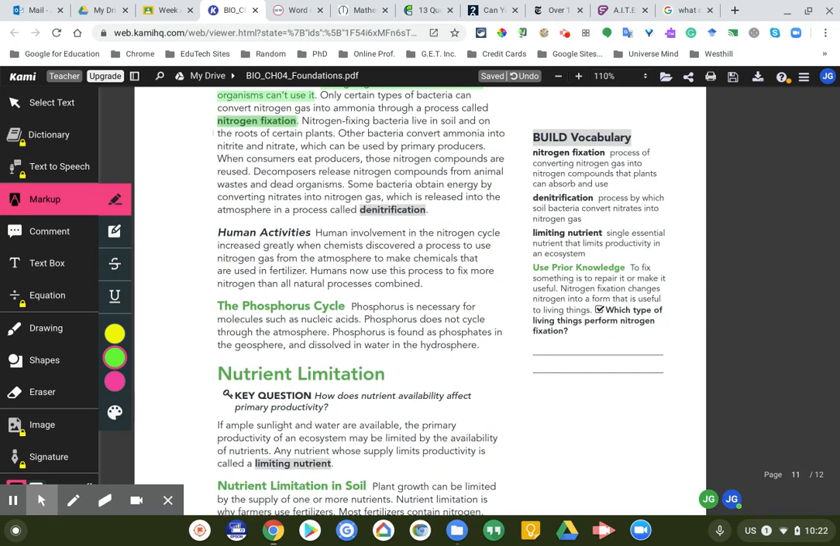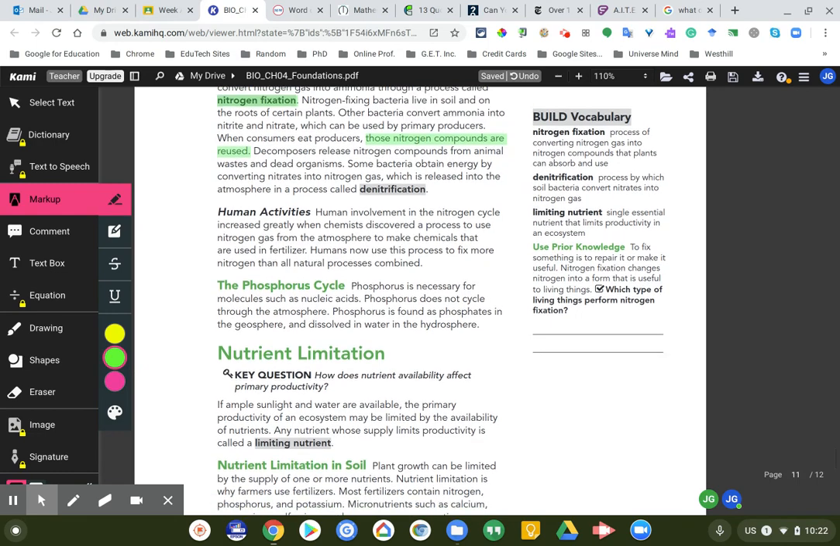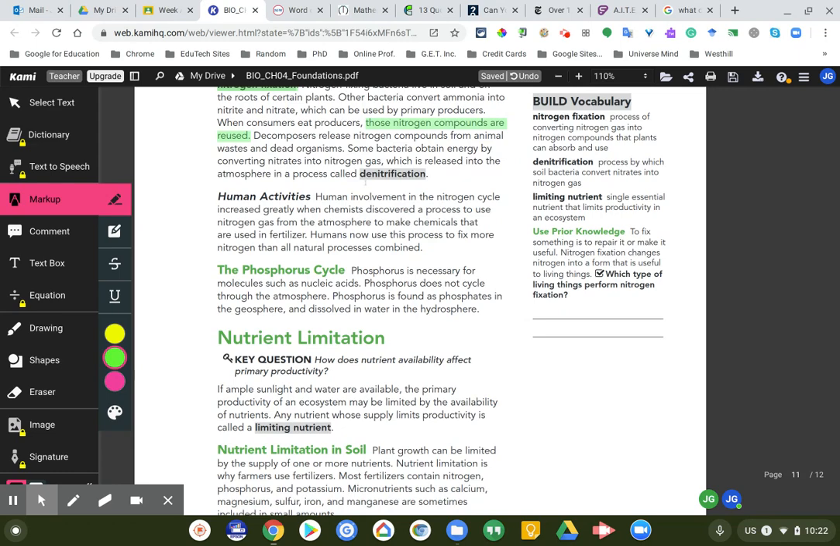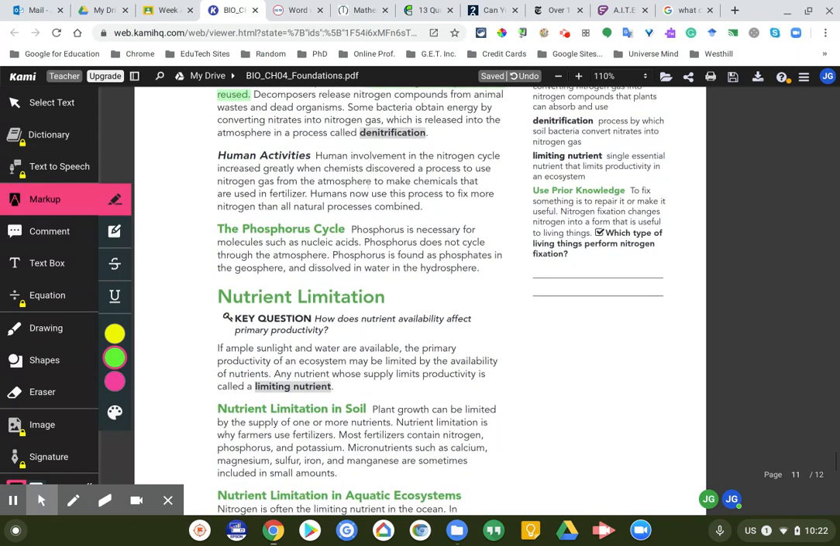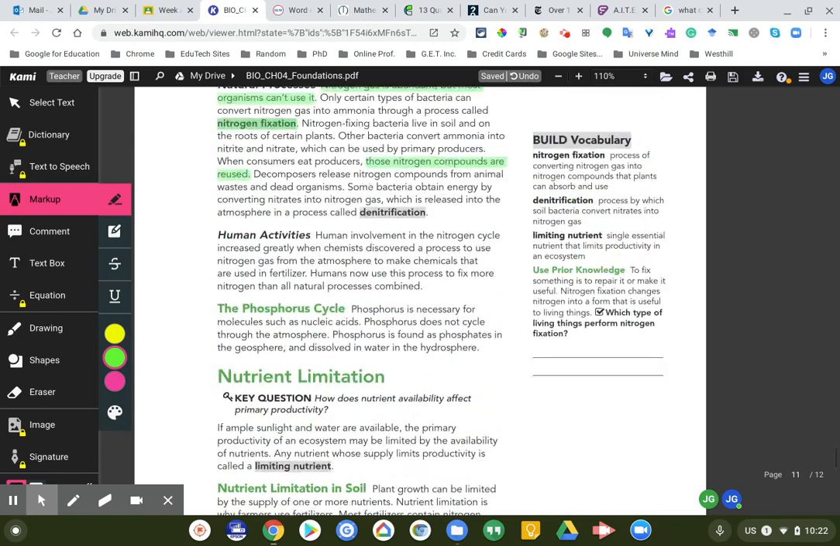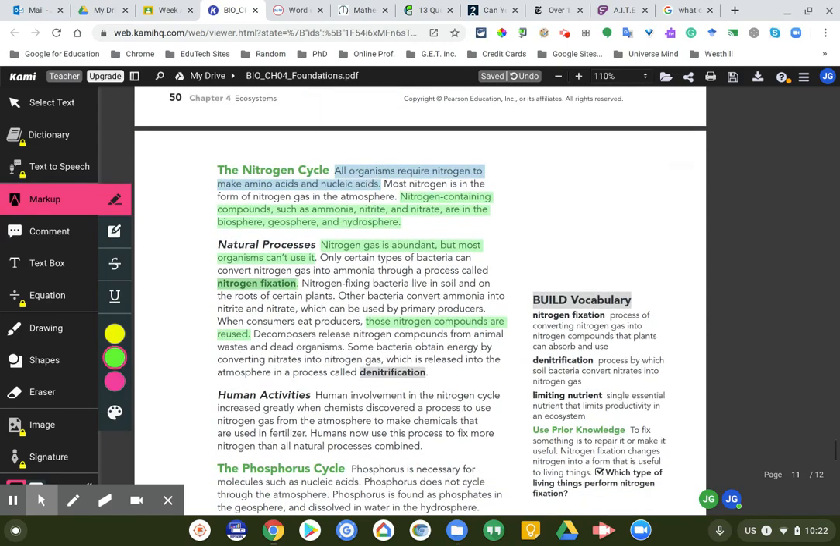In soil and on the roots of certain plants, other bacteria convert ammonia into nitrite and nitrate, which can be used by primary producers. When consumers eat producers, these nitrogen compounds are reused. Decomposers release nitrogen compounds from animal waste and dead organisms. Some bacteria obtain energy by converting nitrites into nitrogen gas, which is released into the atmosphere in a process called denitrification. Okay, and then we talk about human activities and all that stuff.